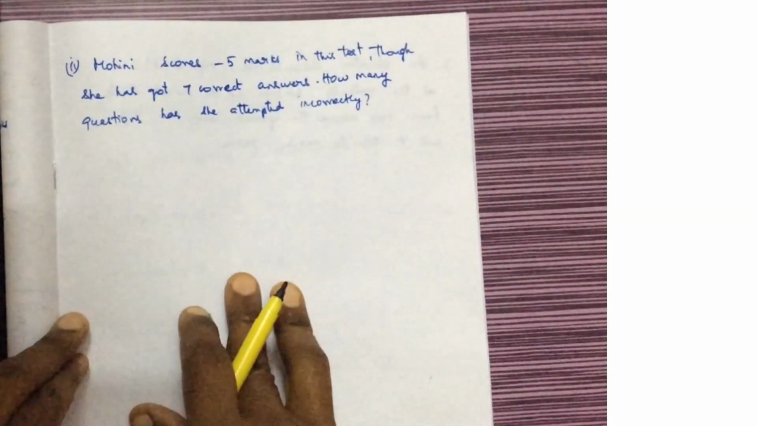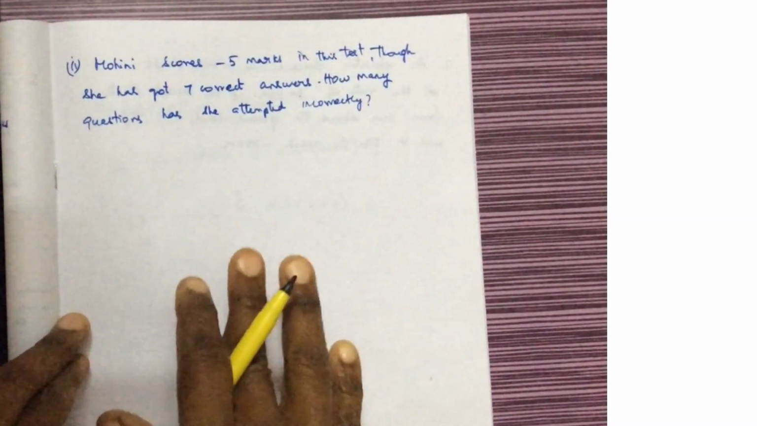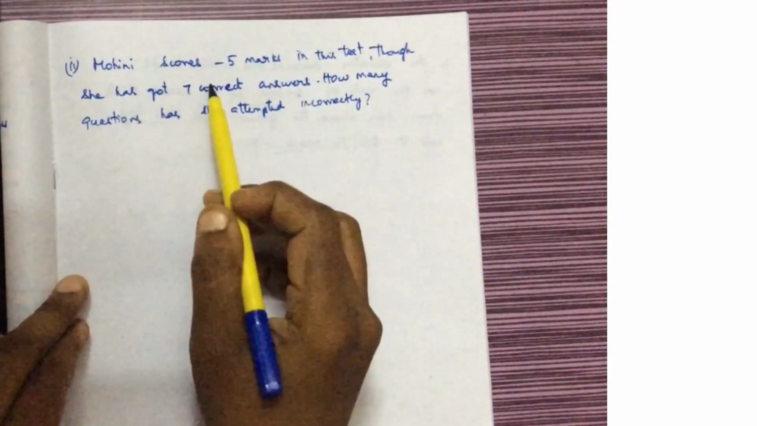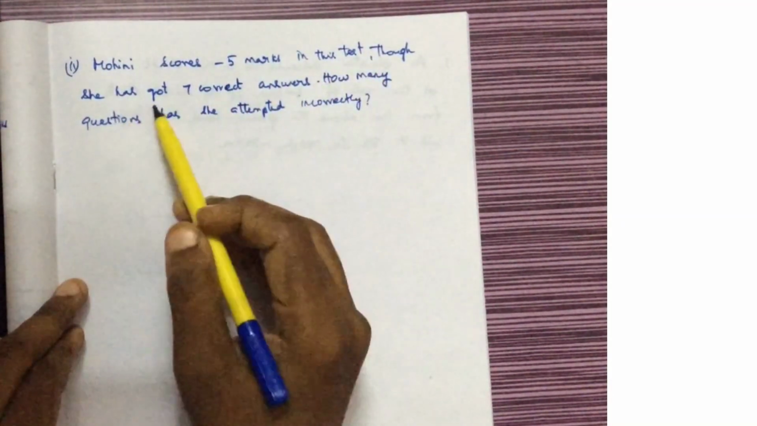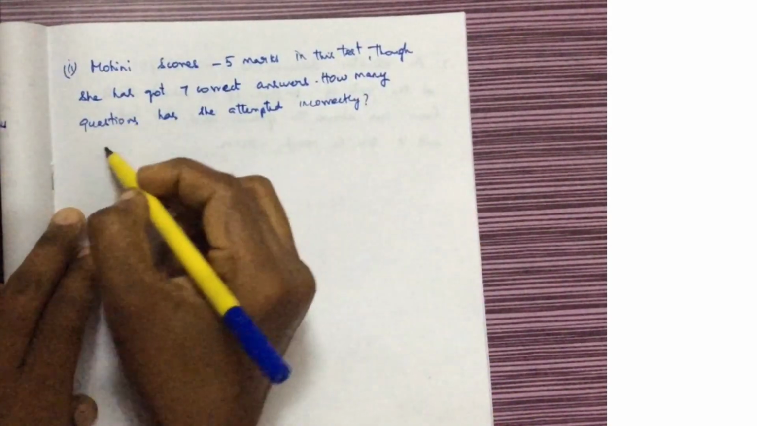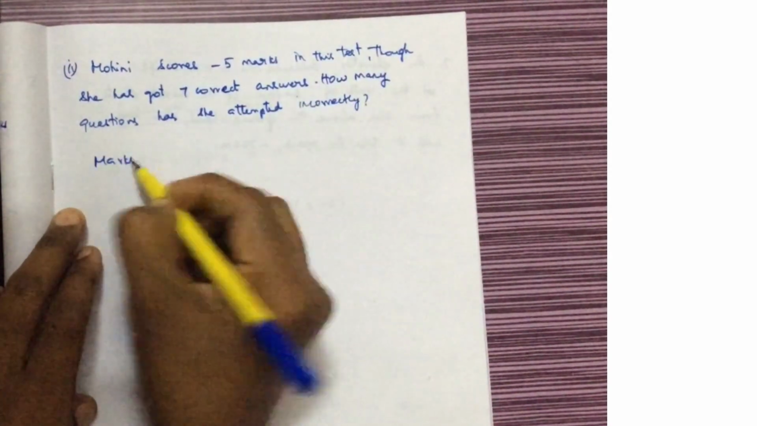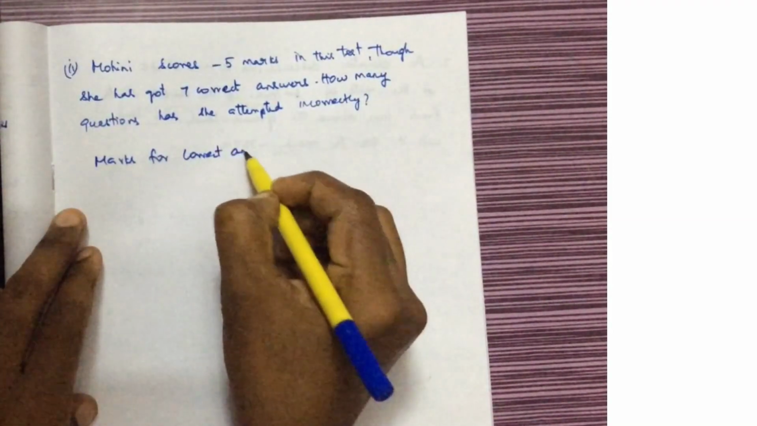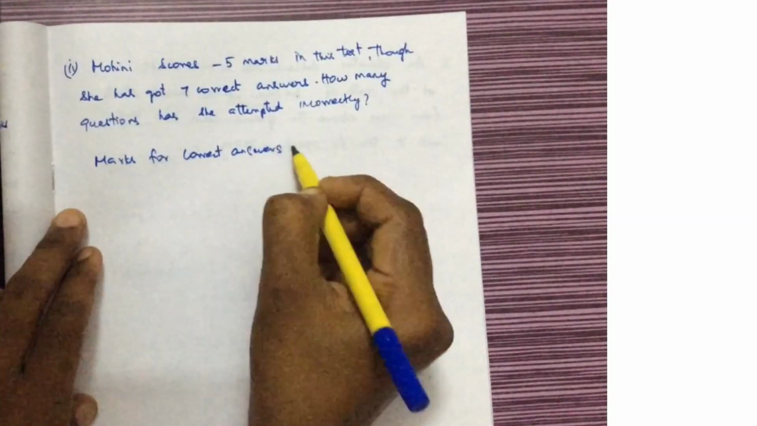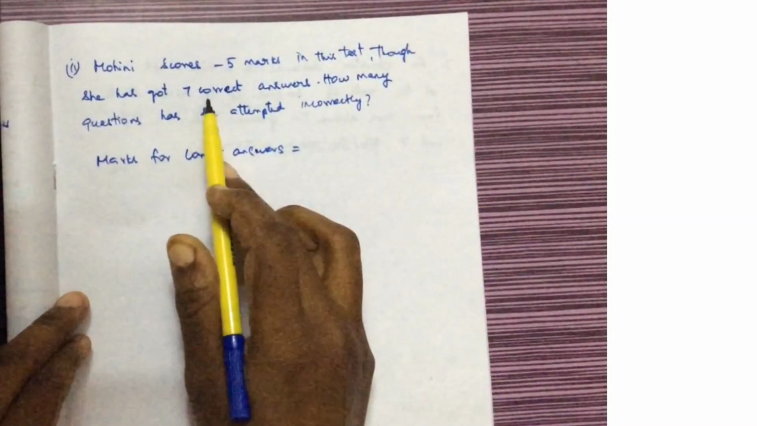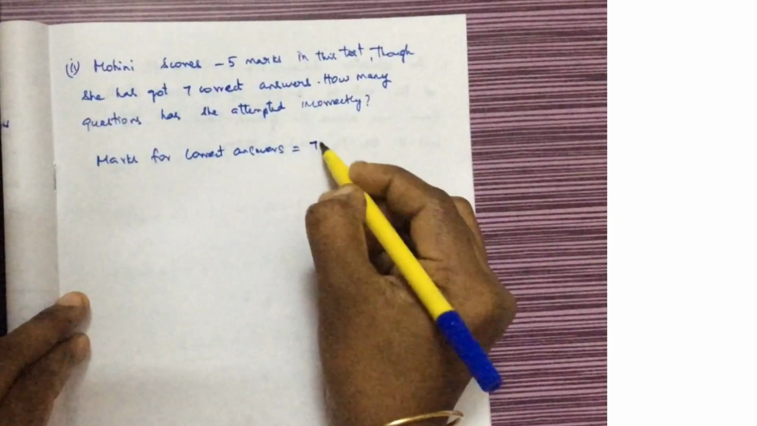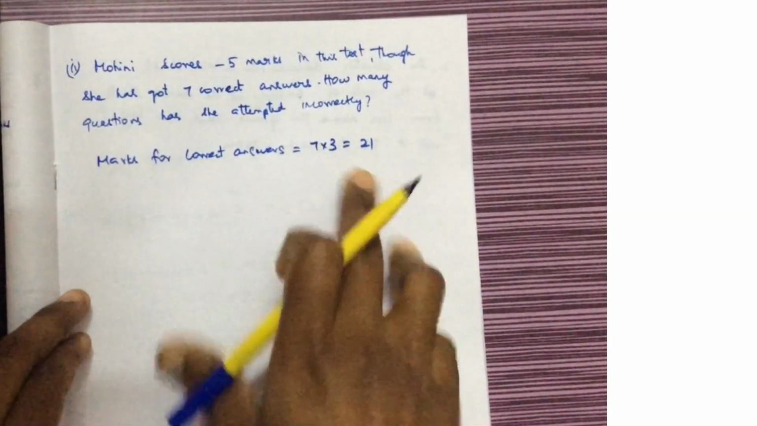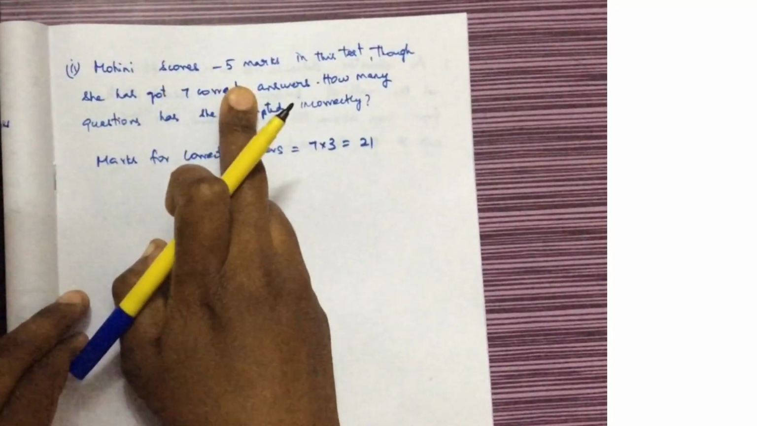Before doing this problem, just solve the example problem so that you can understand this better. Mohini scores minus 5 in this test, though she got 7 correct answers. Now we can calculate how many marks she got for correct answers. Totally there are 7 correct answers. For each there are 3 marks. So totally 21 marks for the correct answers. The total score is minus 5.